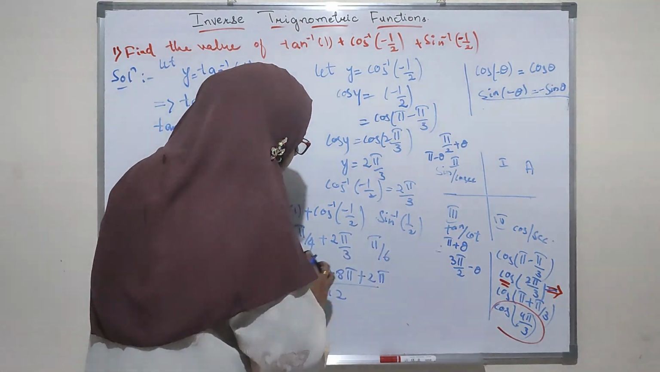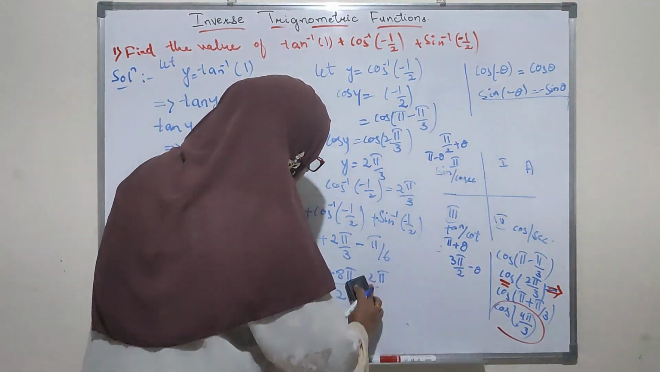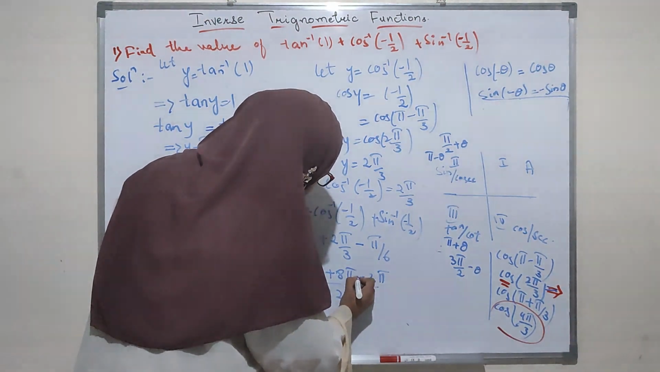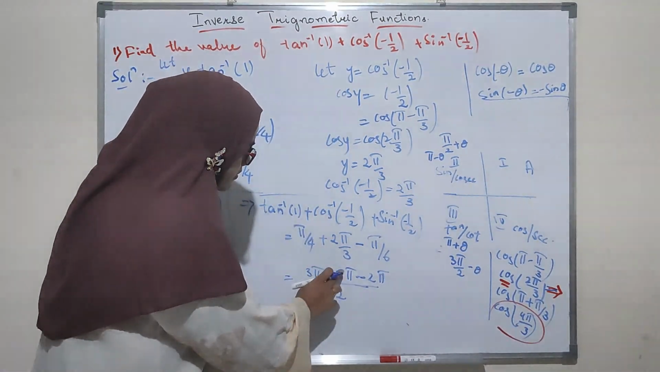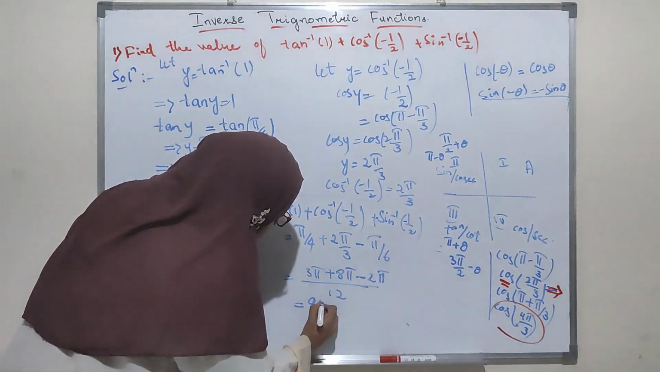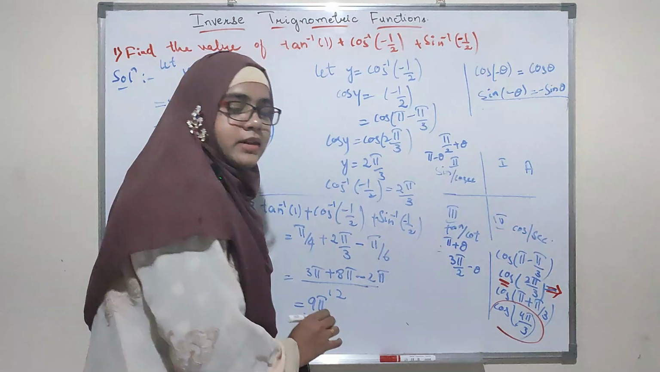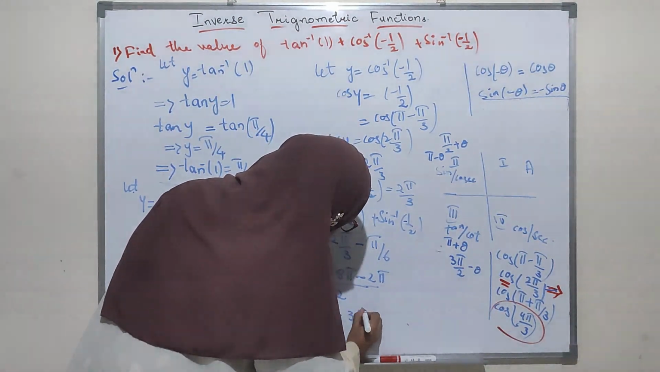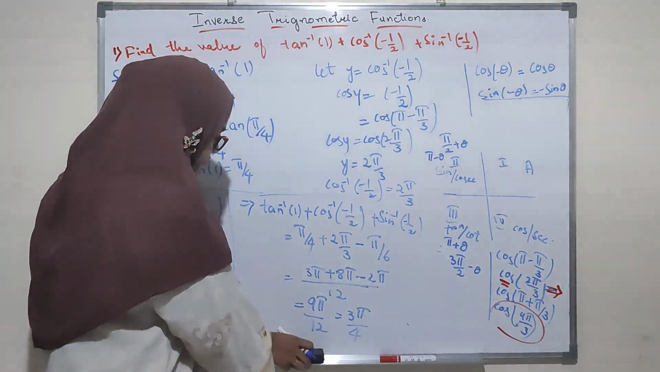So now write here, it is the same, minus. Okay, after taking LCM, see here 3 minus 2 is 1. 1 plus 8 is 9, so 9 pi by 12. Here 3 3s are 9, 3 4s are 12. So it is 3 pi by 4. Our answer is 3 pi by 4.